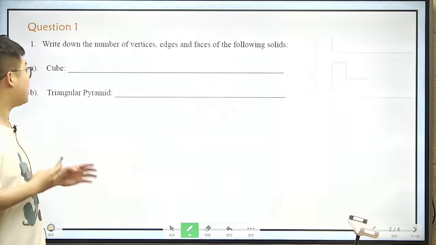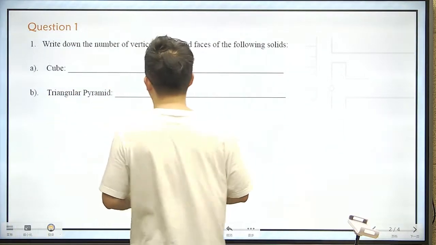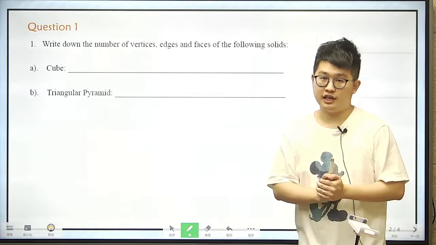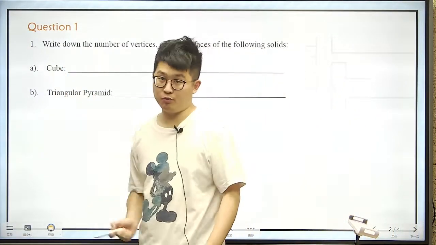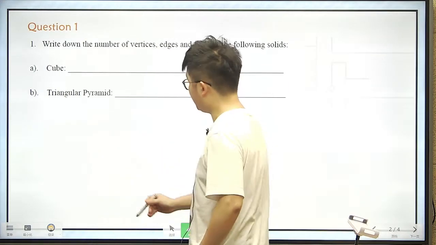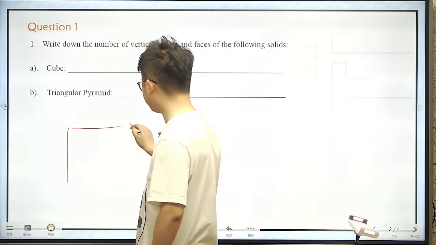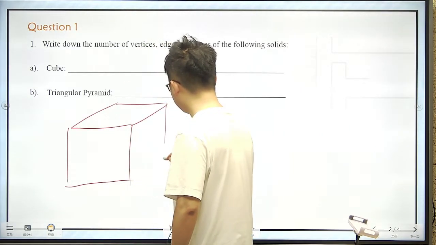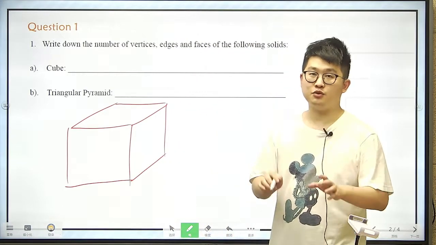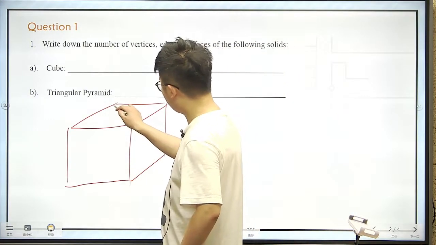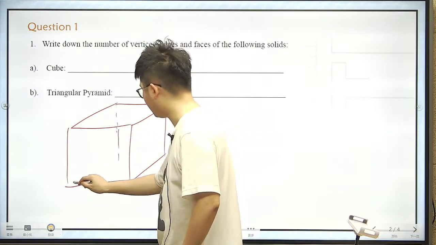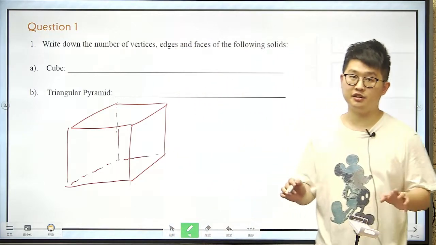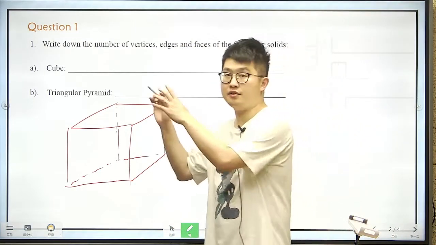The first one asks us to write down the number of the vertices, edges, and faces of the following solids. So the first one would be cube. What is a cube? A cube looks like this. And for the lines we can't see, we draw dotted lines to represent that there is a line here, here, and here. We can't see them, but they exist just on the different side of it.